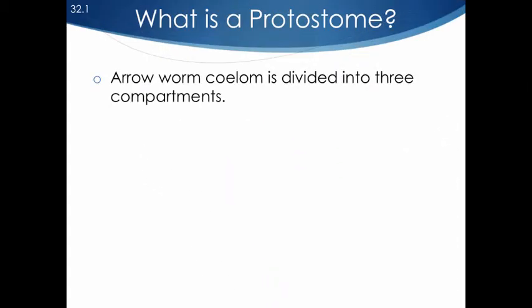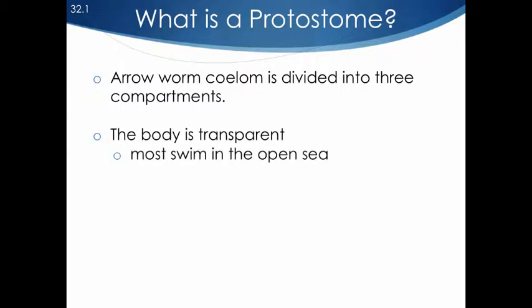So arrowworm bodies are divided into three compartments, and as we'd seen in the previous picture, it was the head, the trunk, and the tail. So the body is transparent, and most of them swim in the open sea. Now, because they're transparent, they can swim in the open sea. Otherwise, if they had any pigmentation or coloration, they would become pretty easy prey in the open ocean.